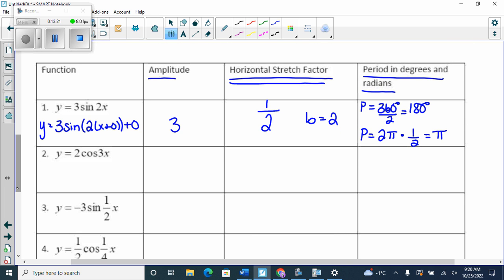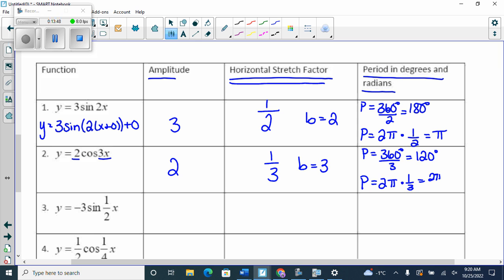This one, we have an amplitude of 2. We have a horizontal stretch factor of a third. Or I can say b equals 3. So if I'm using the formula, I can go 360 degrees divided by 3. And I get 120. Or if I'm using the stretch factor, I can say 2 pi, I'm doing it with radians, times a third. It's 2 pi over 3, which is 120. They're the same thing. So which method is better? One that gets you the right answer in your head. That's the one that's better. Either way, on a diploma, if you picked either one, they're both completely correct. So whatever works best for your brain, you do.